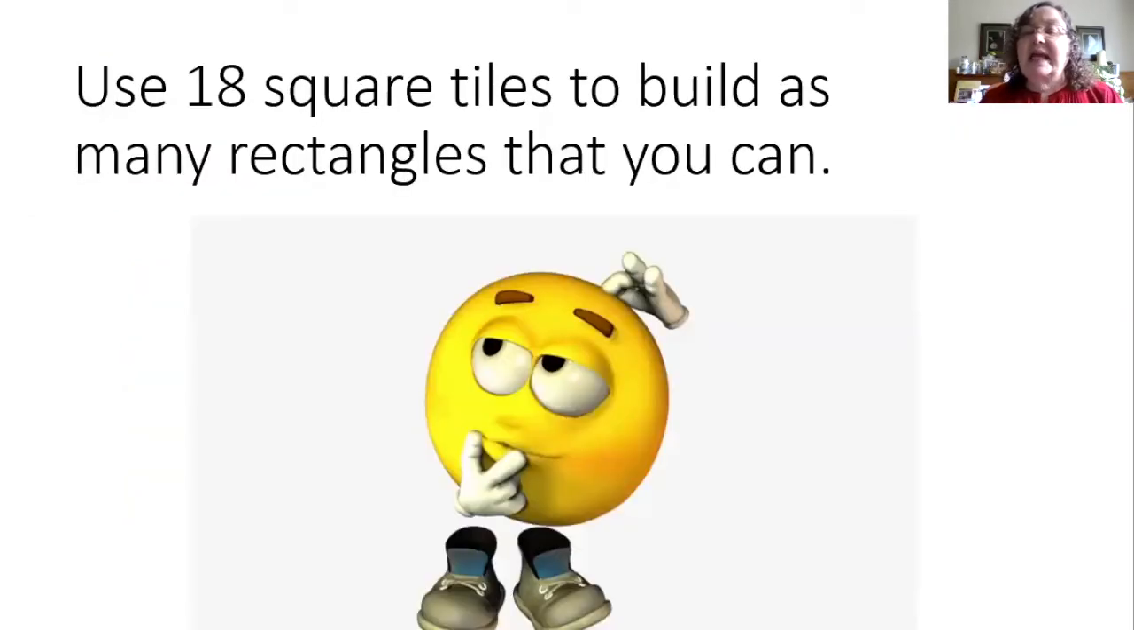So take 18 of your squares. Whether you use your Legos or whether you cut up squares or whatever you're using, use 18 of them to build as many rectangles as you can. So they are going to be arrays. So pause for a minute and try to build as many rectangles as you can, only using 18 squares.